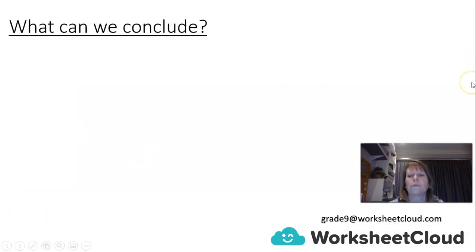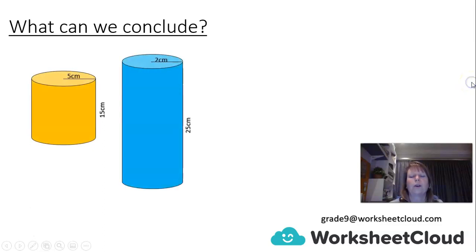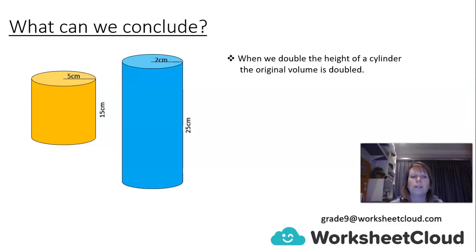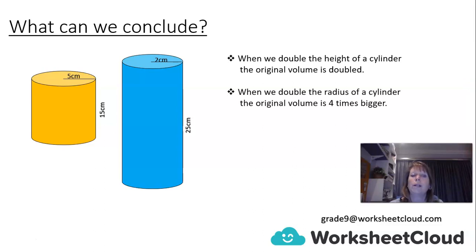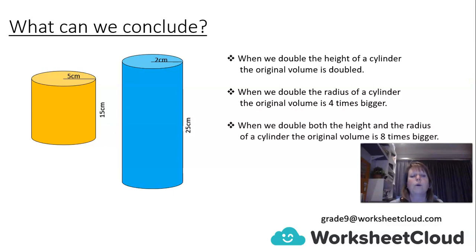What can we conclude? We can conclude that when we've worked with two cylinders, when we double the height of the cylinder, the original volume is doubled. When we double the radius of the cylinder, the original volume is 4 times bigger. And when we double both the height and the radius of a cylinder, the original volume is 8 times bigger.